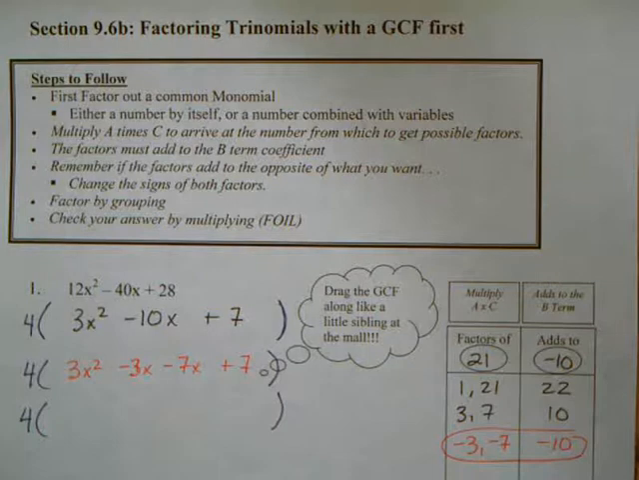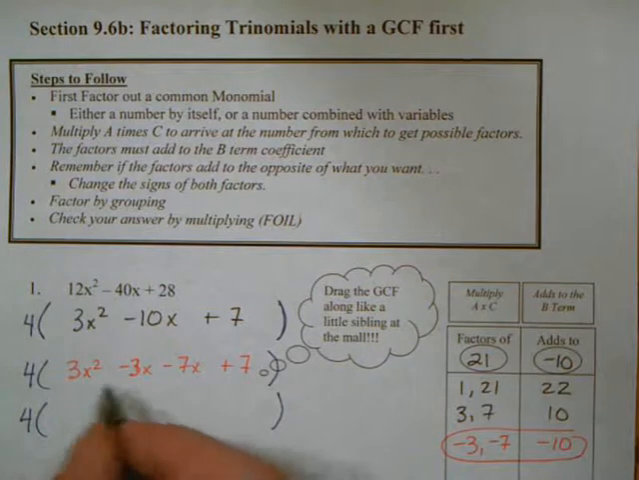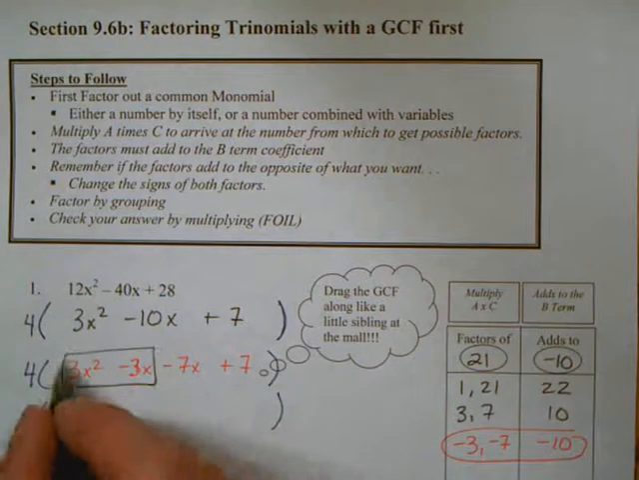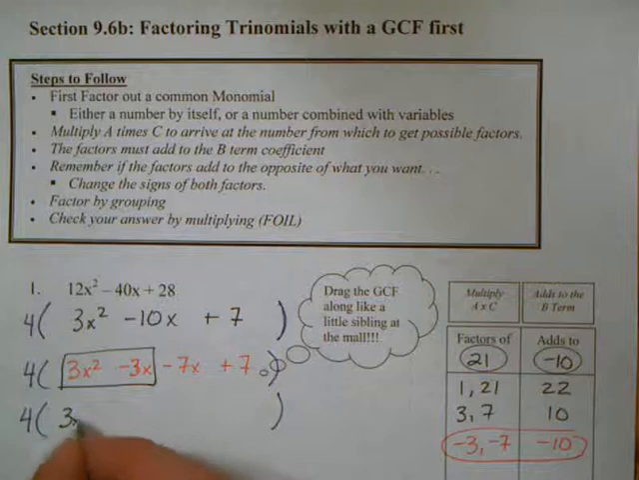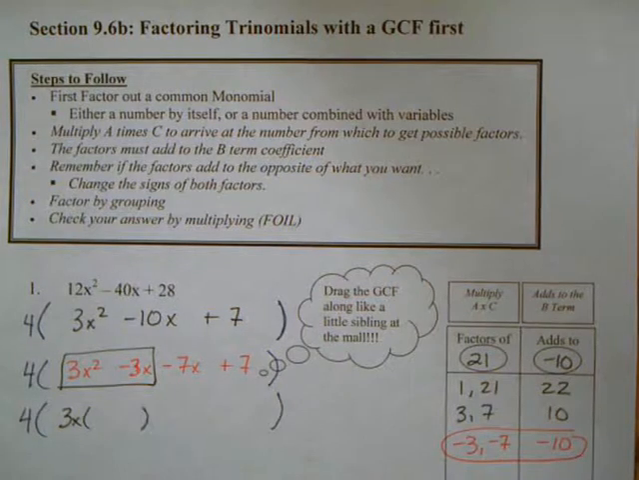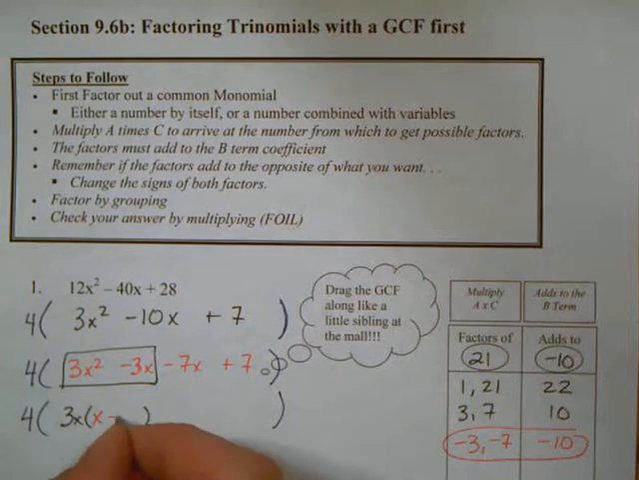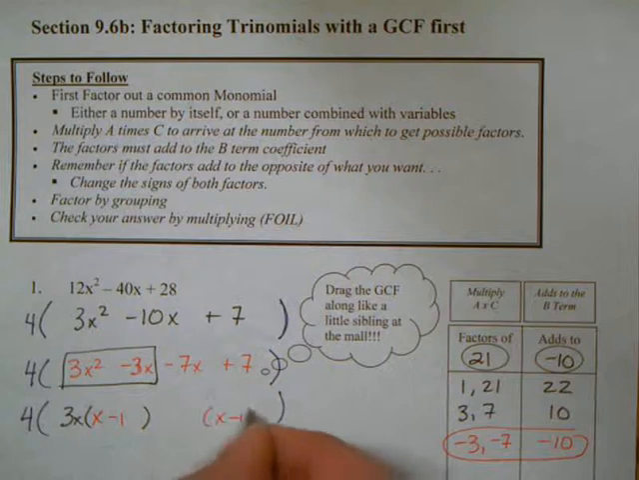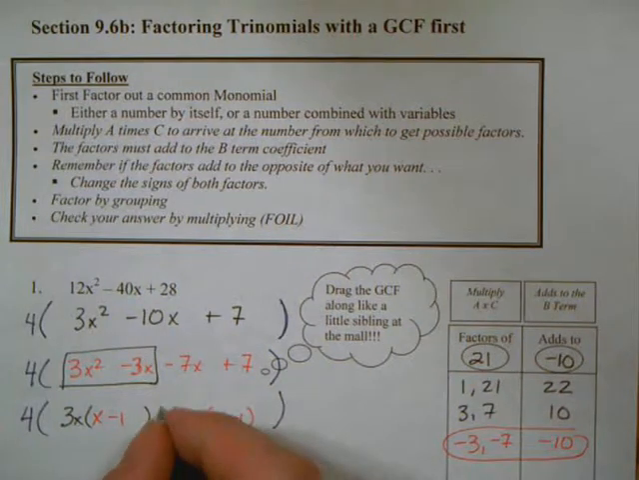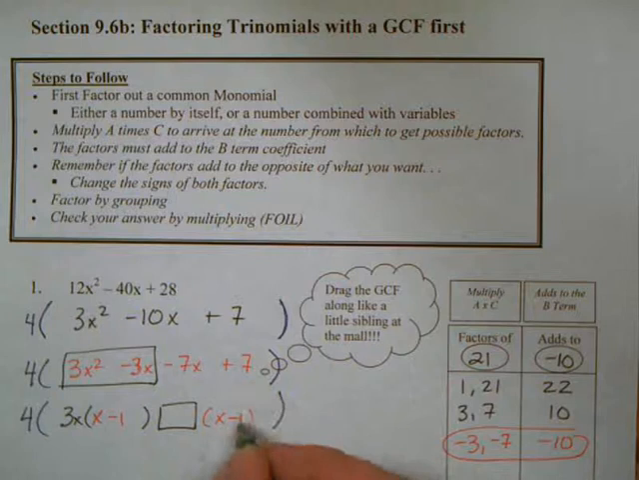Once again, I bring down my 4, and I look at my inside. Between 3x squared and 3x, I try to identify my GCF, and obviously you can see it's just a 3x. What's left on the inside of that? x minus 1 and an x minus 1.